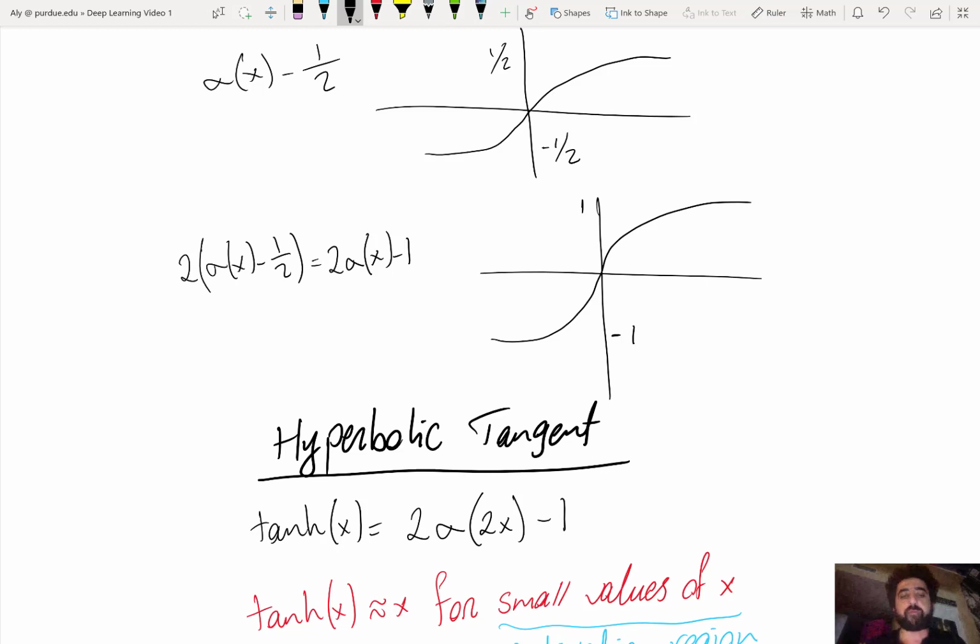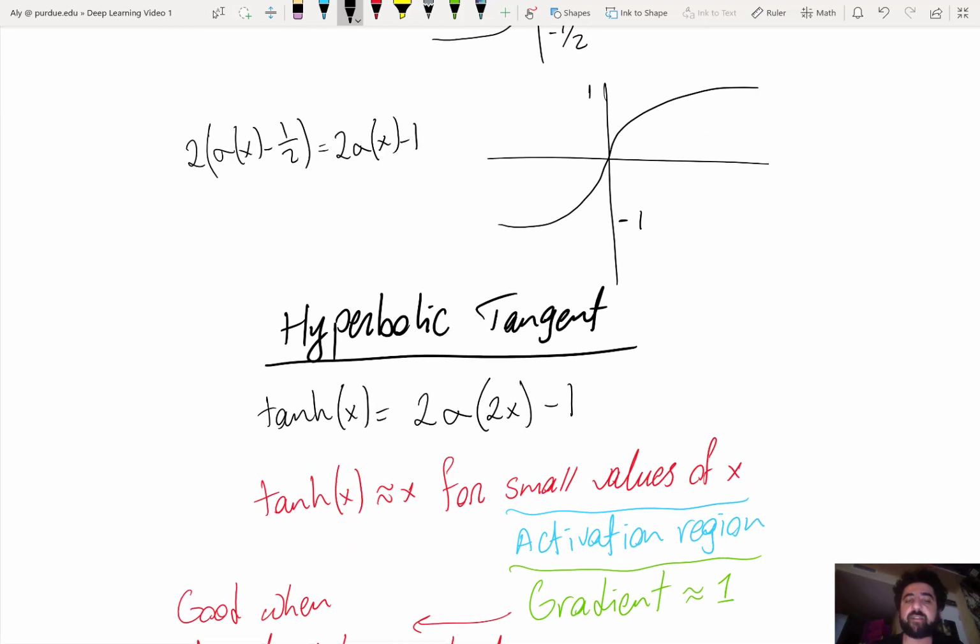So tanh is commonly used in certain neural networks, which are recurrent neural networks, as a hidden layer activation. Let's see what's the reason behind this. The main reason is that tanh of x is approximately equal to x for small values of x, and then it becomes bounded between minus 1 and 1. So in the active region, it's almost the same as a line that goes from minus 1 to 1.